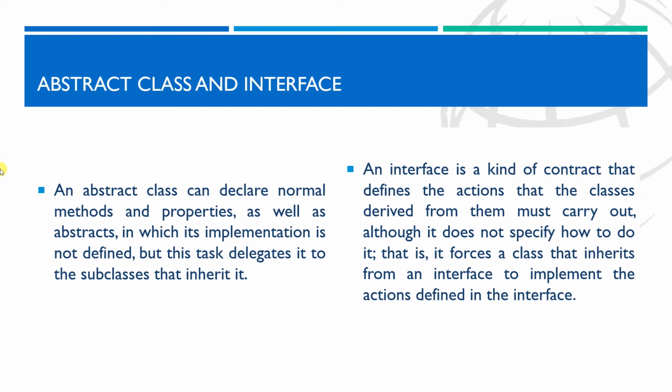An interface is a kind of contract that defines the actions that the classes derived from them must carry out, although it doesn't specify how to do it. That is, it forces a class that inherits from an interface to implement the action defined in the interface.